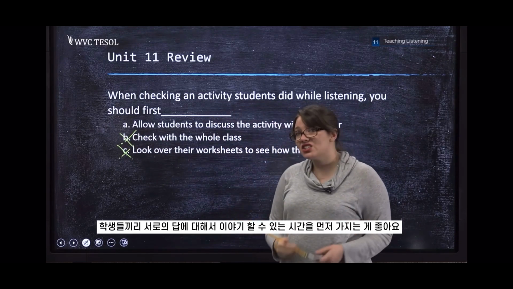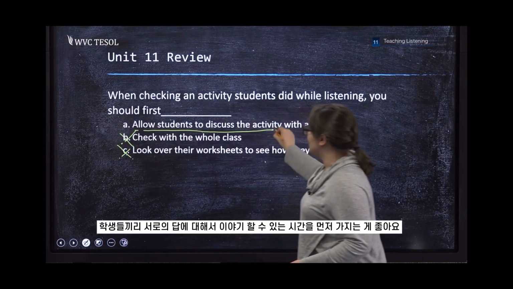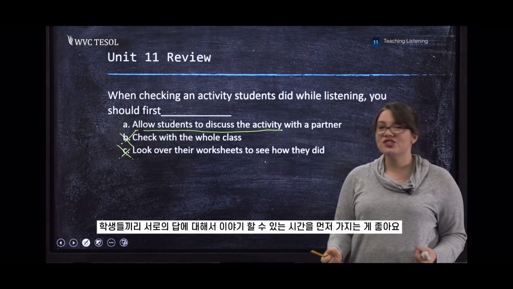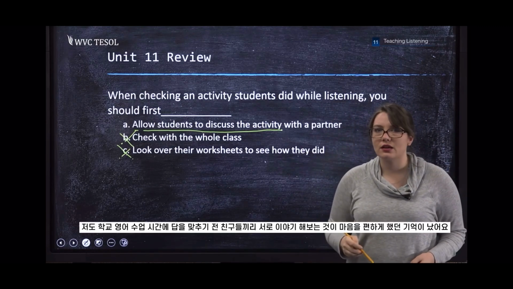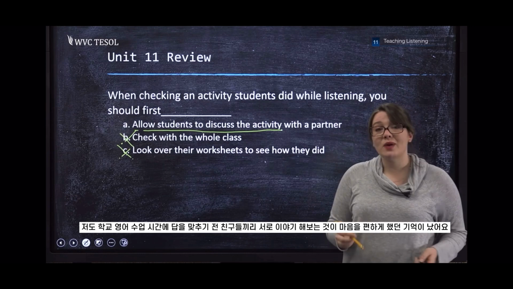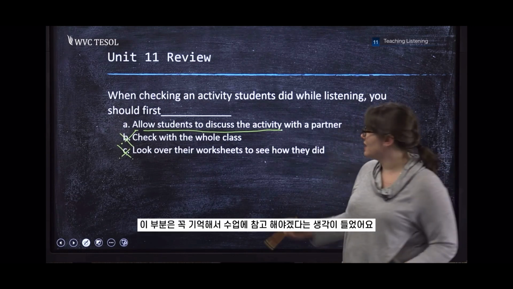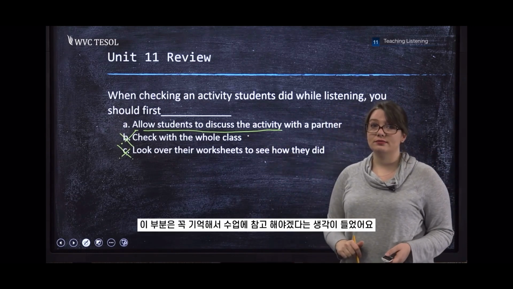So one of the best things you can do is allow students to discuss the activity with a partner. Just a simple turn and talk. What did you think? Did you hear this word? That way, your students are much more confident going into a full class discussion.